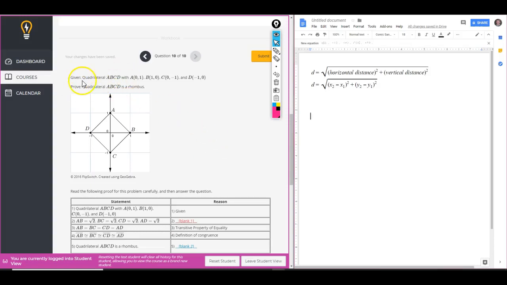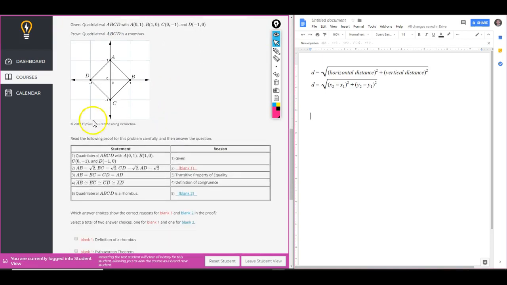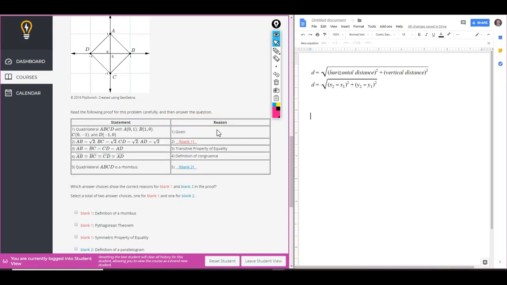Okay, question 10. Given quadrilateral ABCD with A at (0, 1), B at (1, 0), C at (0, -1), and D at (-1, 0). Prove that quadrilateral ABCD is a rhombus. Read the following proof for this column carefully and then answer the questions. Okay, so here's our proof.